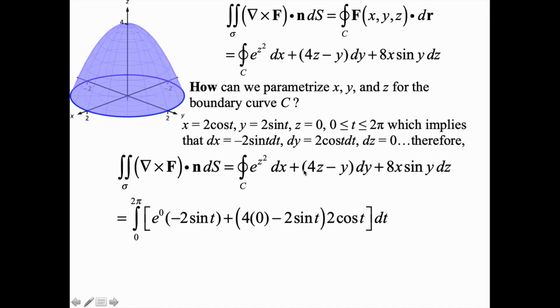So to put that line integral together, we have the double integral, the net flux of the curl, equal to this line integral over the curve C. We're going to substitute all the expressions we have here. Now z is 0, so e to the z squared is e to the 0 squared, or e to the 0. And then we have dx equals negative 2 sine t dt. We'll take the dt on the outside for all these, so this dt applies to all the things in the brackets.